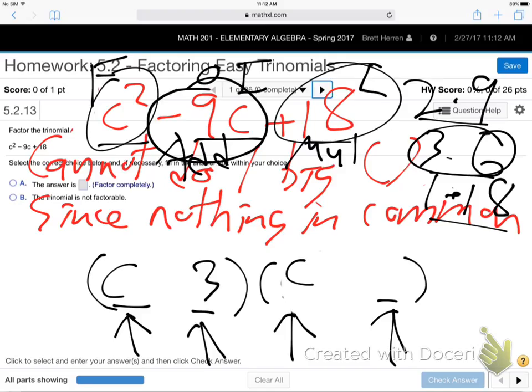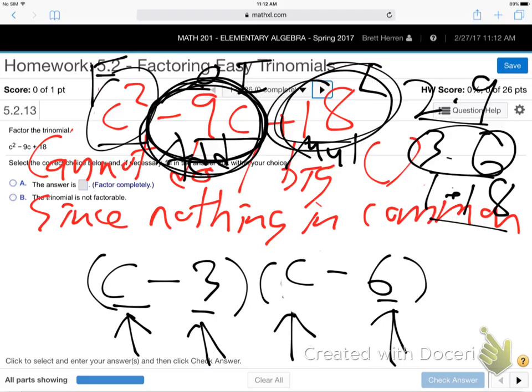So we need 3 and 6, and yes, we do need them both negative. How do we know? Because they have to make negative 9c in the middle. They've got to add to be negative and yet multiply to be positive. And they do. Now, are you clear? You've got to be clear there on the multiply and adding rules. Remember, when you multiply, 2 negatives make a positive, don't they? So, right?